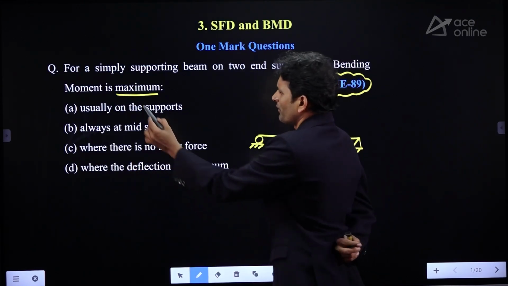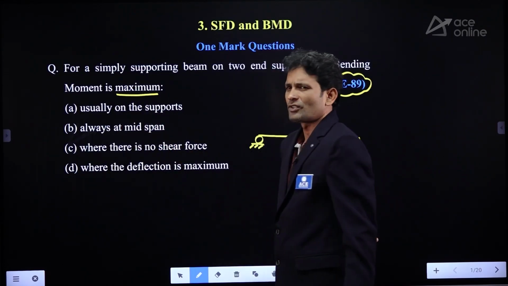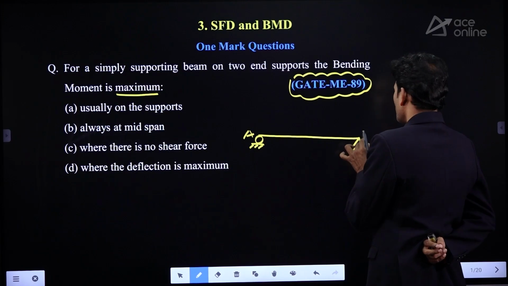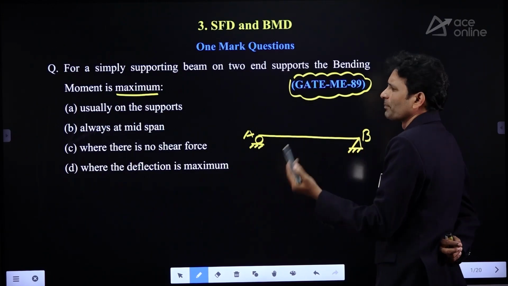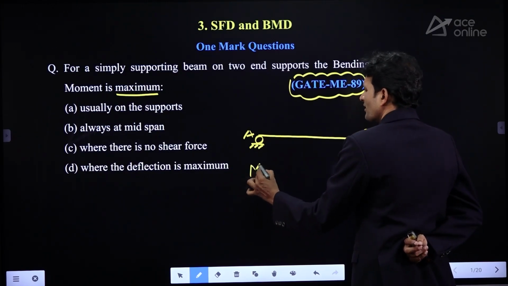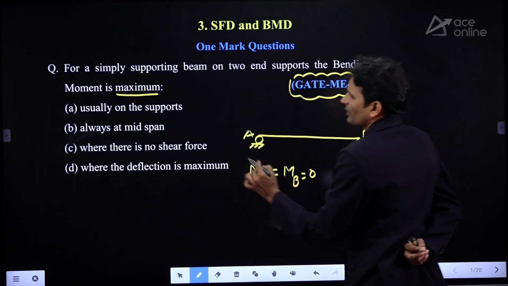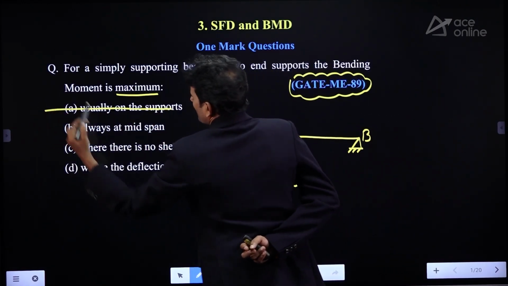When I am speaking about the first option, usually on the supports, bending moment is always 0 at the supports, because both roller and hinge support can permit the rotation. Obviously, MA and MB is 0. First option is a strike off.